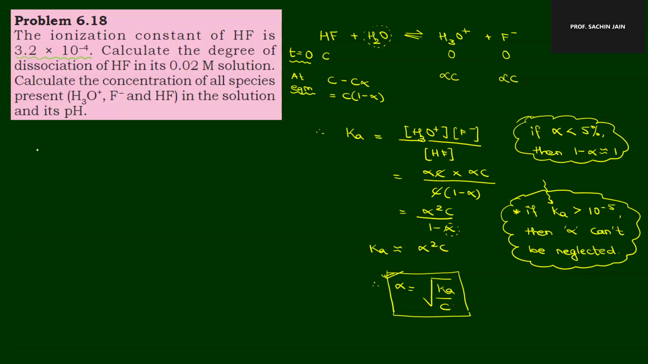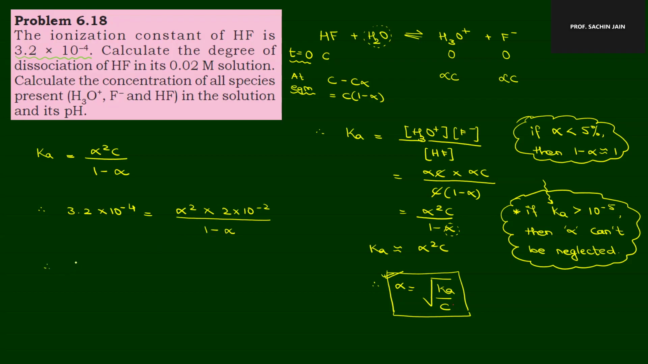So in this case, your solution would be Ka is equal to alpha square C upon 1 minus alpha. This is the actual expression. Approximated expression is this one. अब कौन सा use करना है, that you can understand. So therefore, in this case, it will be 3.2 into 10 raised to minus 4 equals to alpha ढूंढना है, so alpha square into 2 into 10 raised to minus 2 is the concentration given upon 1 minus alpha.